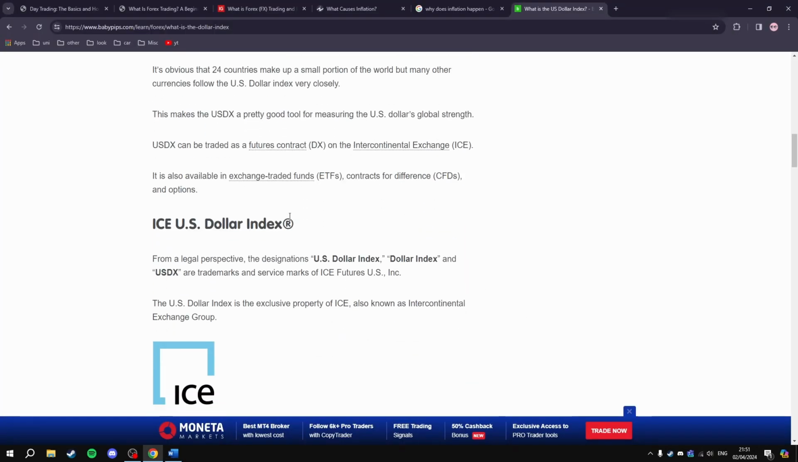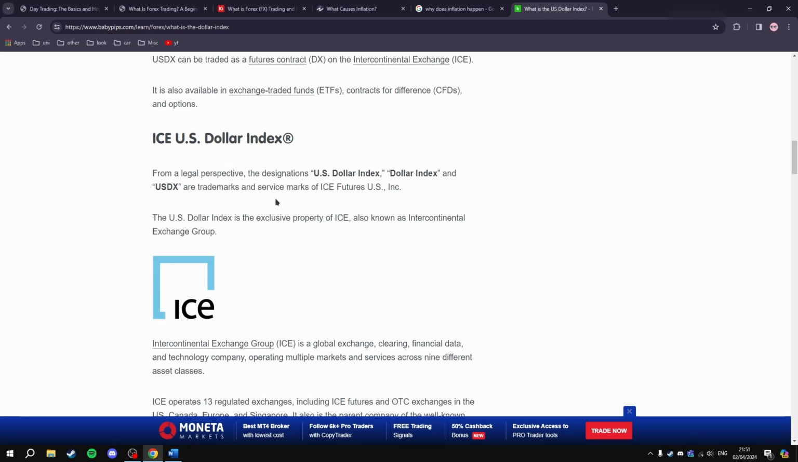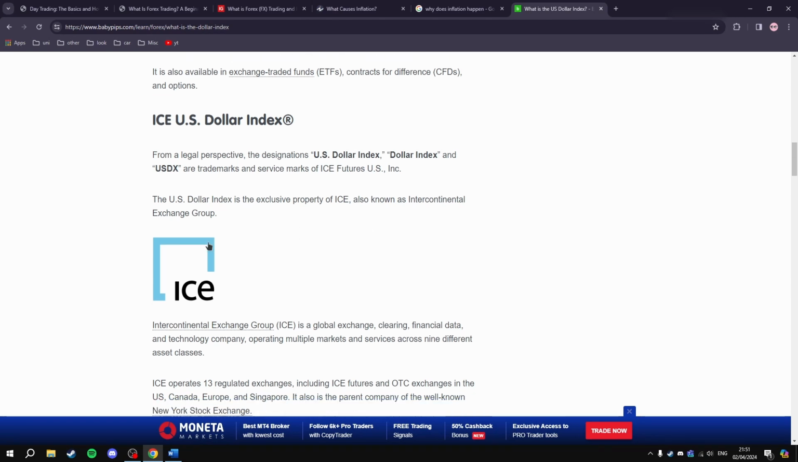ICE US Dollar Index. From a legal perspective, the designations US Dollar Index, Dollar Index, and USDX are trademarks and service marks of ICE Futures US Inc. The US Dollar Index is the exclusive property of ICE, also known as Intercontinental Exchange Group.